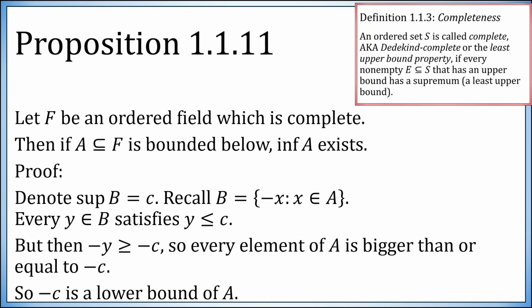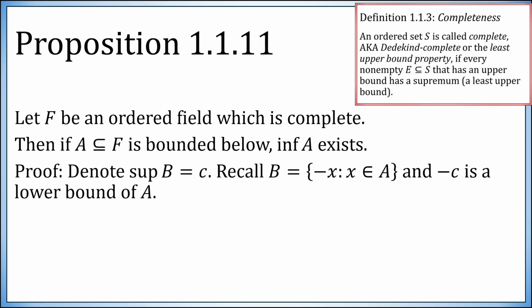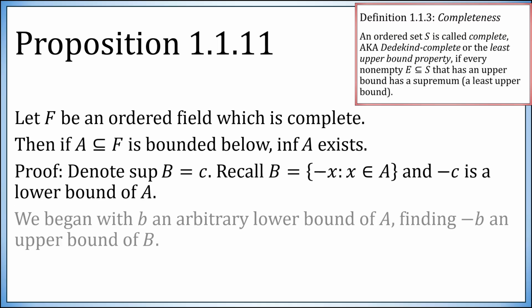That doesn't seem like a whole lot because our original assumption was that the set A is bounded below. So what have we actually done? We began with our set A, which is bounded below. We just know that it has a lower bound. That correspondingly gave us an upper bound on the negatives, and the set of negatives we called B.